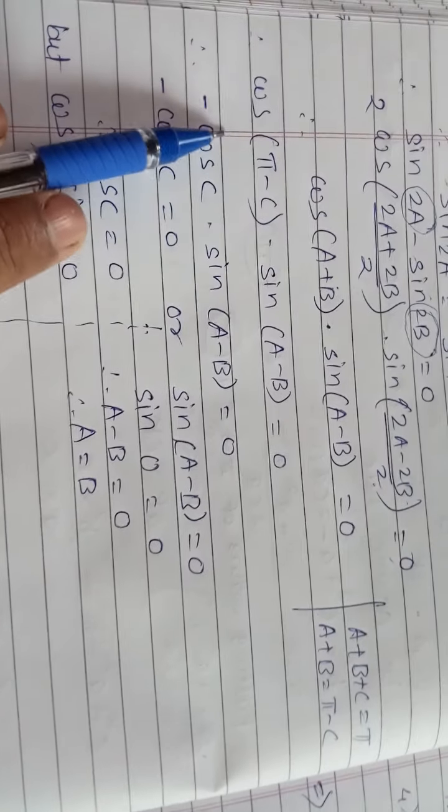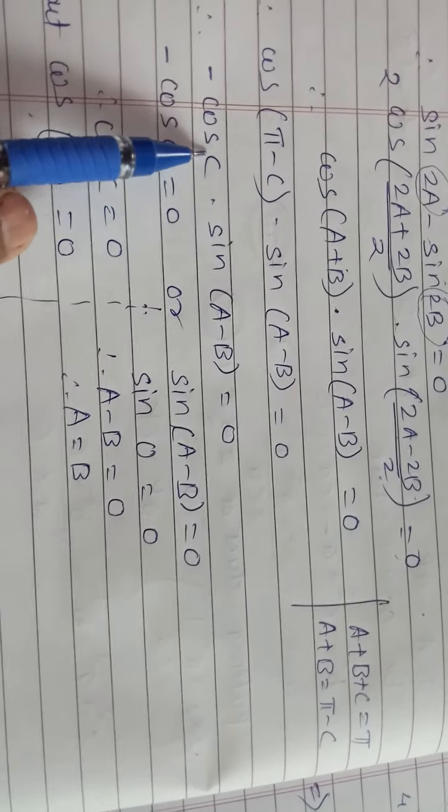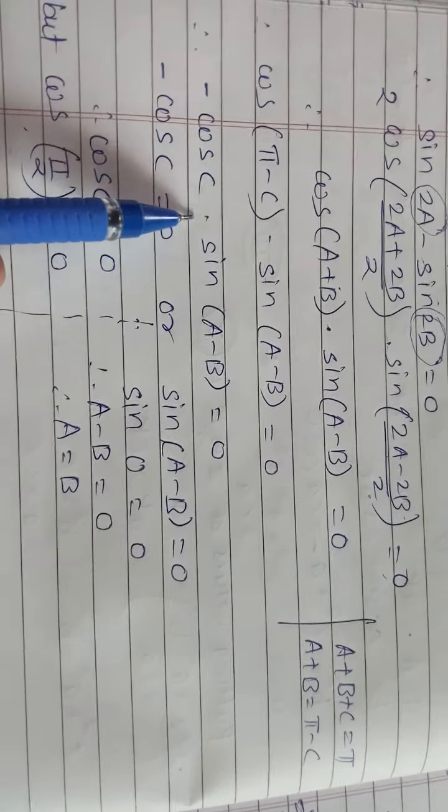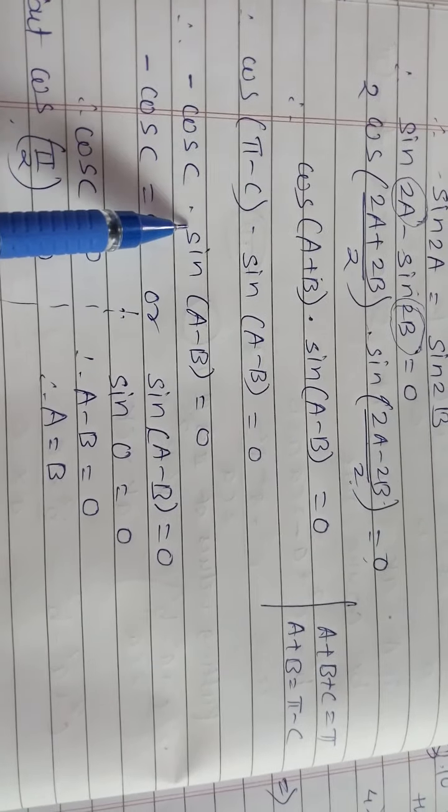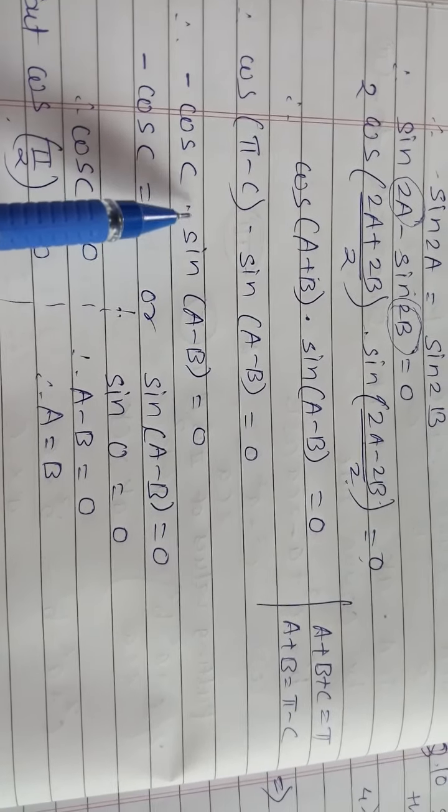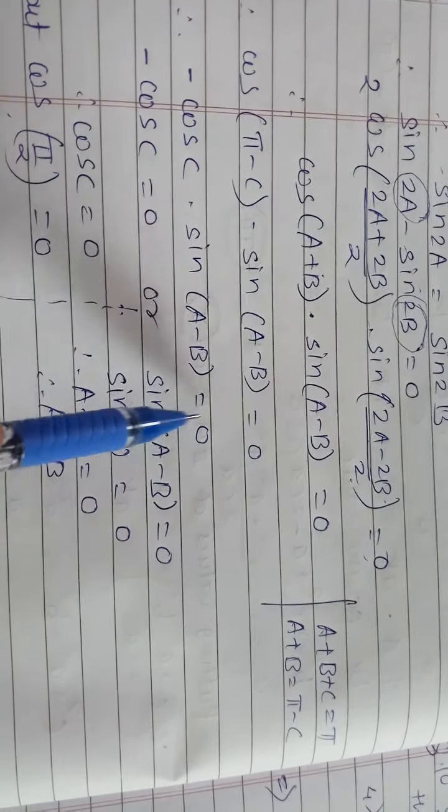Now cos(π − c) is equal to −cos c, because this lies in the second quadrant, in which cos is negative. So we get −cos c, and sin(a−b) is as it is. So the product of these two is 0, meaning either this one is 0 or this one is 0. So −cos c = 0, or sin(a−b) = 0.